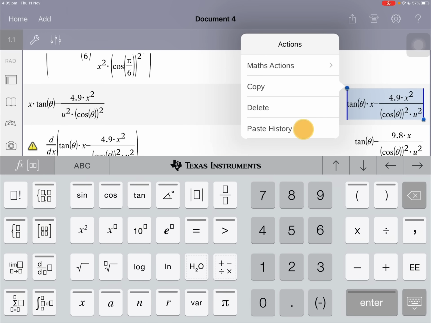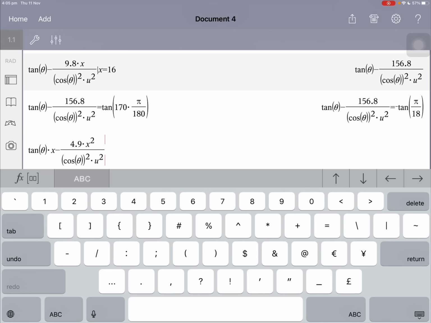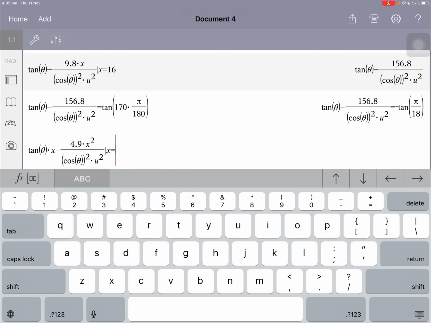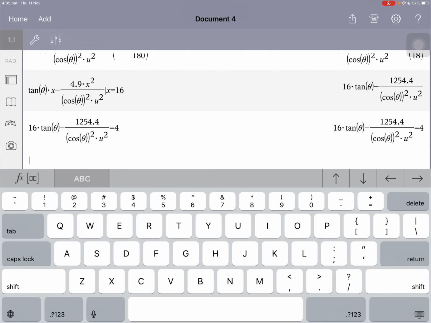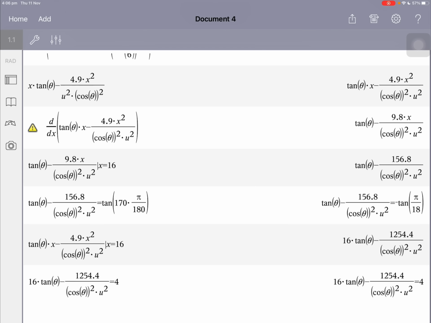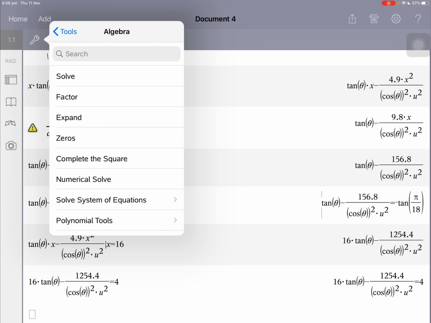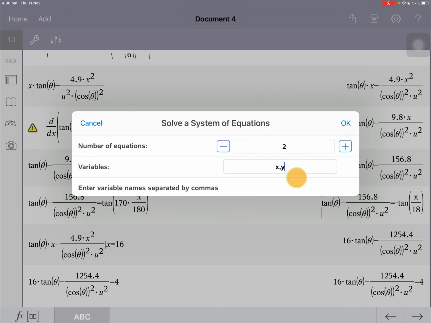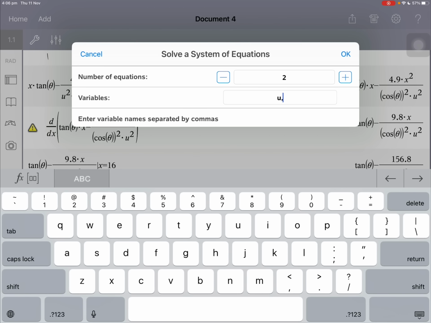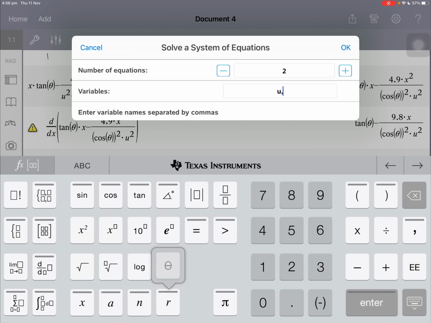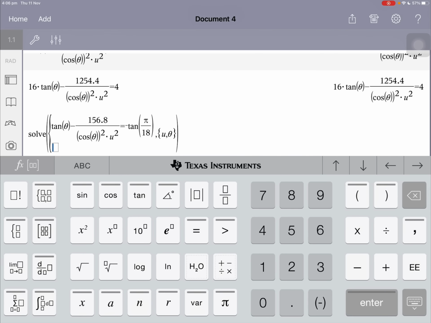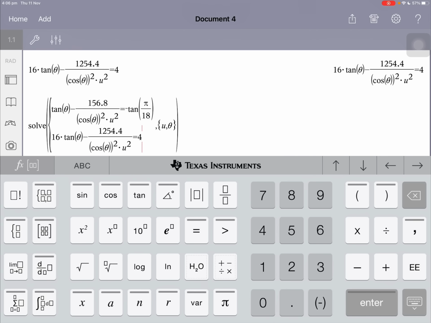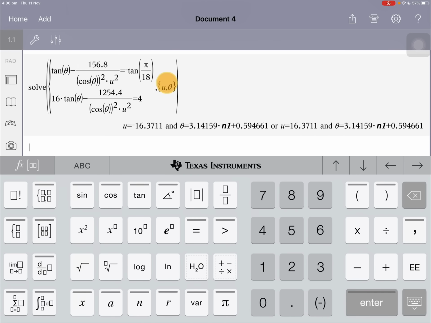And then our second equation was just subbing in 16, so x is equal to 16. And then setting this equal to 4. Okay? I believe that was it, right? So let's copy this. Let's go to our solve system of equations. We want solving for u and theta. Right, so our first equation is that. That's our one dealing with the derivatives. And this is our second one dealing with the actual x and y coordinates.